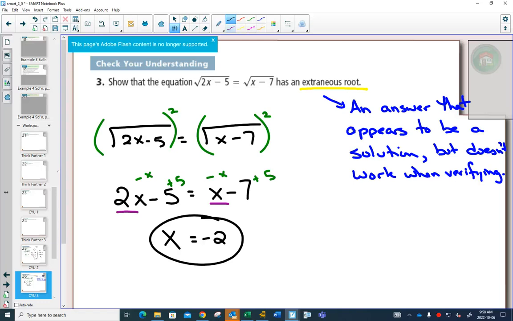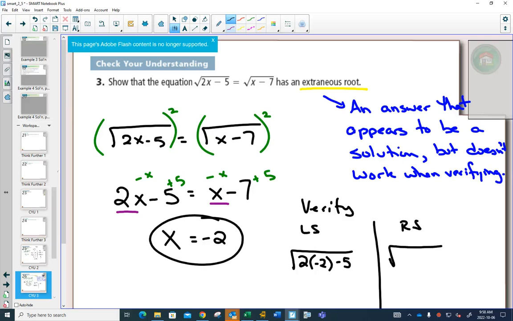So when we go to verify this one, plug in our left side, plug in our right side. In verification, you always go back to the original equation. So here I have the square root of 2 times negative 2 minus 5, and on the right side, negative 2 minus 7.